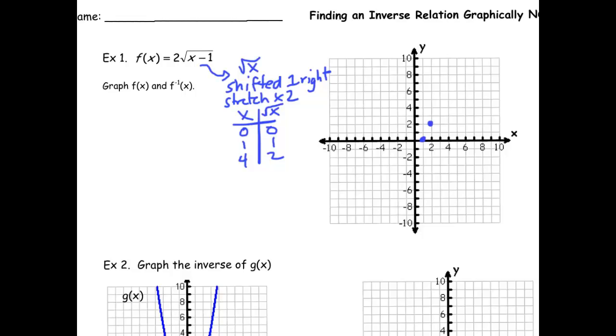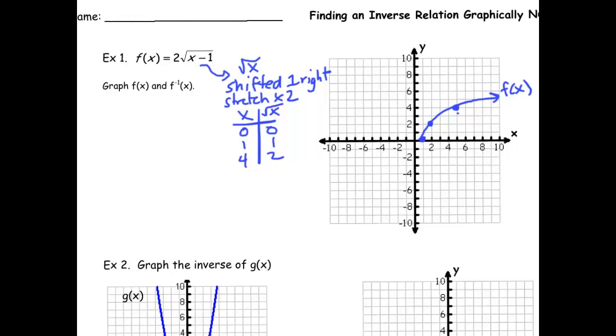And our last point starts at 4, 2. Move it right 1. Its y value is 2. Multiply that by 2, we get 4. So now I'm at 5, 4. And I'm going to label that f of x. There's the graph of f of x.